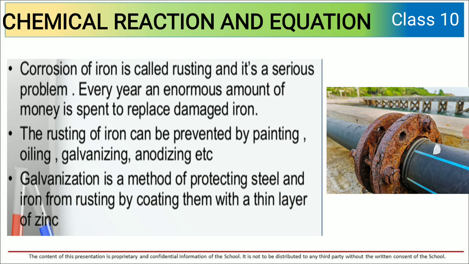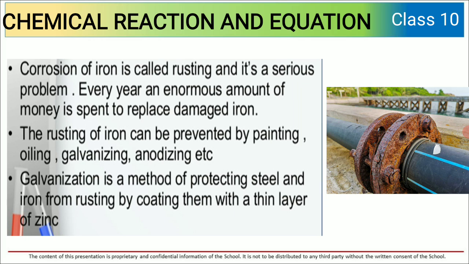We don't want it. So, we need to replace it, and every year an enormous amount of money is spent to replace the iron. The rusting of iron can be prevented by painting, oiling, galvanizing, anodizing, etc. So now how can we avoid this corrosion? We can avoid it by painting, oiling, galvanizing, anodizing. What is the galvanization technique, children?